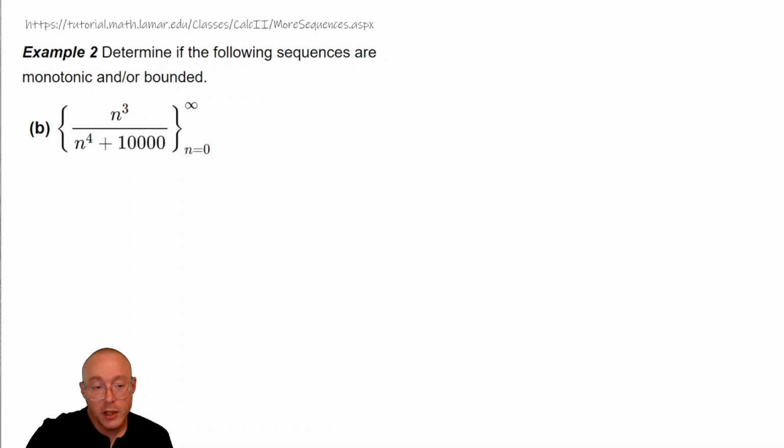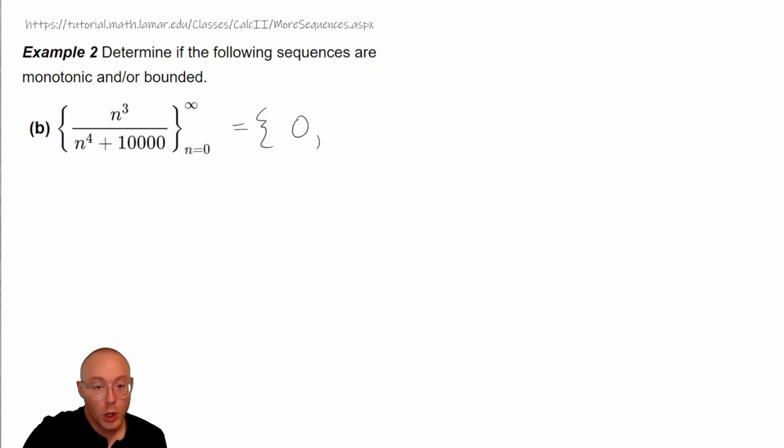So we've got the sequence here. It's n to the third over n to the fourth plus 10,000, and we're going to look at this for n values from 0 to infinity. So this is an infinite sequence. Right off the bat, we just want to try to see if we can come up with the first couple terms. So if we plug in n equals 0, we're going to get 0 to the third, which is 0, over 0 to the fourth plus 10,000, giving us 0 over 10,000. So that's going to actually end up just being 0.